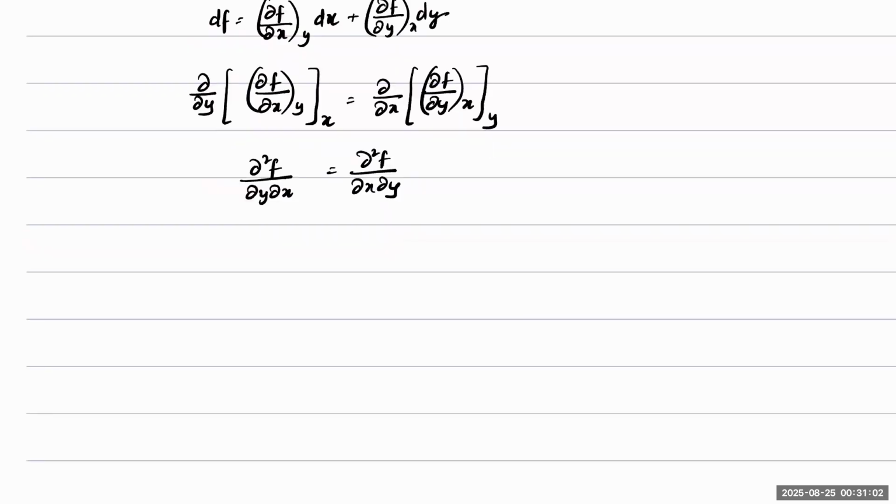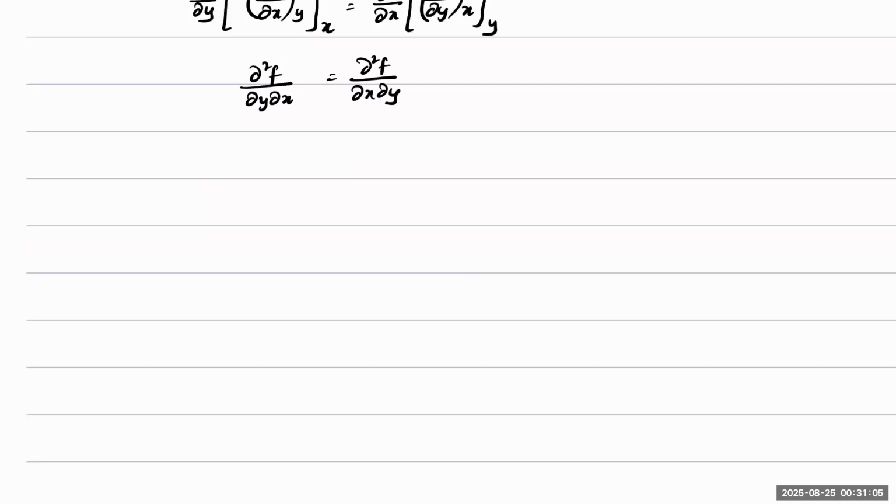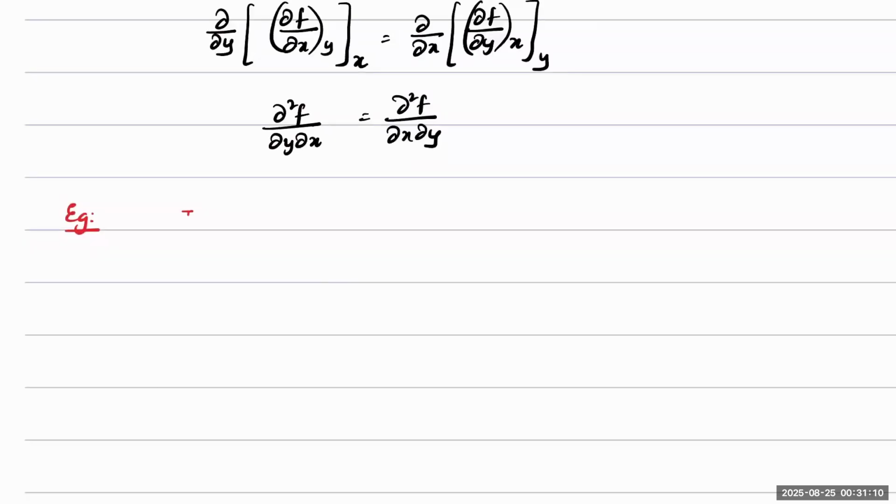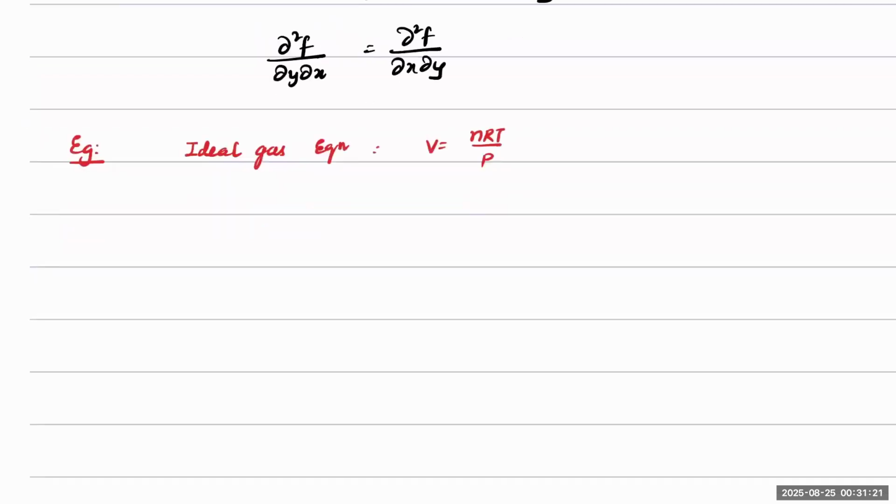Okay. This is an example I took the other day, say the ideal gas equation. For an ideal gas, I can write volume is equal to nRT by P, and I need to prove that the volume is a state function. So if I want to prove volume is a state function, then what will I do? I'll do this one: dou V by dou T at constant pressure. First, I'll differentiate that, so that will become nR by P.